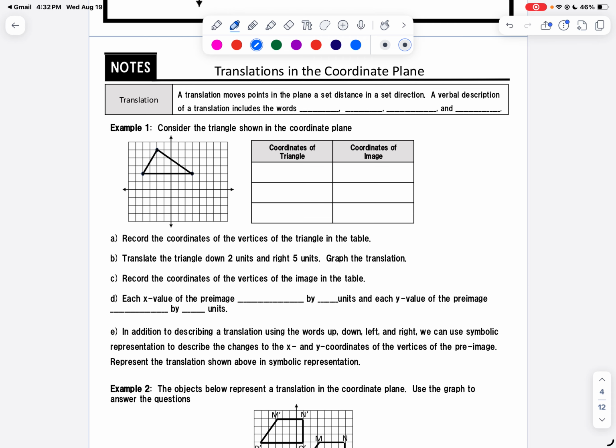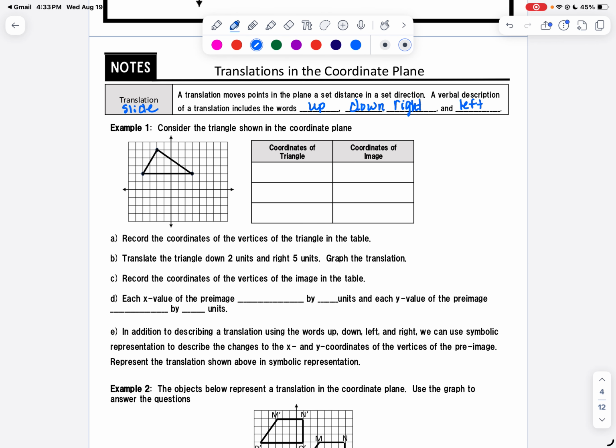A verbal description of a translation includes the words up, down, right, and left. And we can also think of a translation with its informal word of a slide. All right, let's look at example 1. Consider the triangle shown in the coordinate plane.